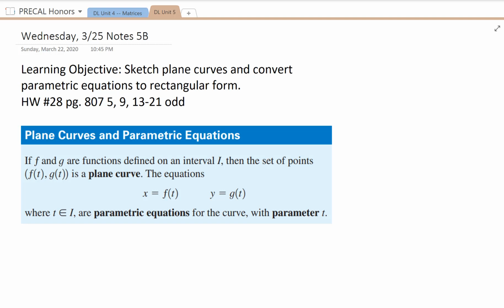What are plane curves and parametric equations? If f and g are defined on some interval I, then the set of points f of t, comma g of t is a plane curve, and the equations x equals f of t, y equals g of t are the parametric equations for the curve with parameter t. Basically, you have an equation that gives you the x part of the point, and an equation that gives you the y part of the point. You plug in the same number into each equation, you get an xy pair, and so on.